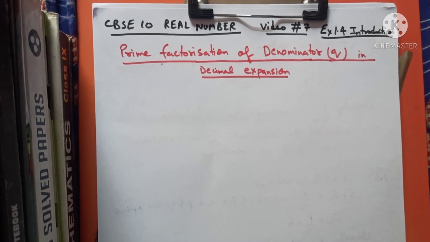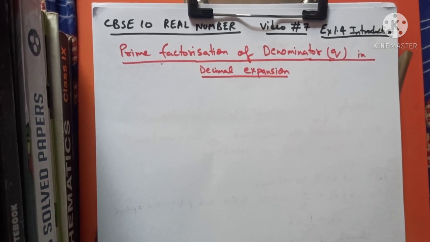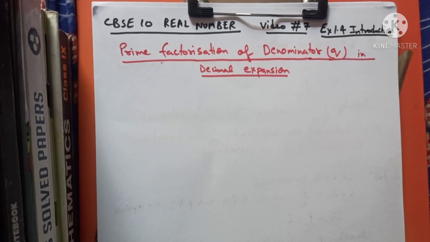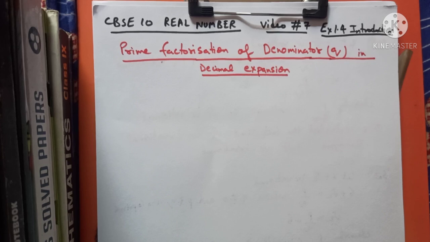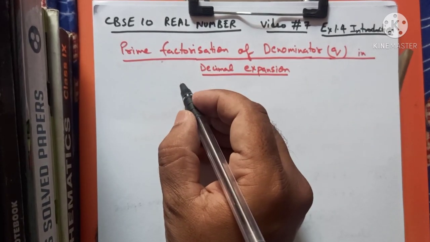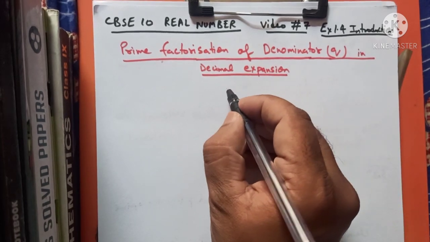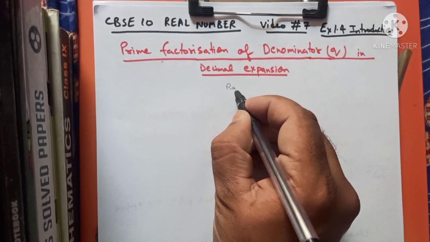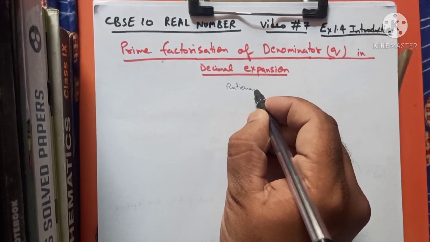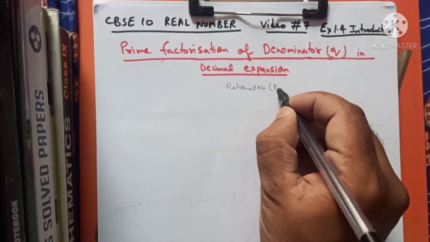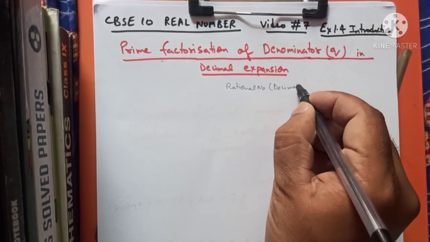Very good morning, students. So today we are going to discuss the prime factorization of the denominator in the decimal expansion. This is the introduction of exercise 1.4. So here, just quickly, we'll revise whatever we have studied in the previous classes or class 9, that is, rational numbers in the decimal expansion form.